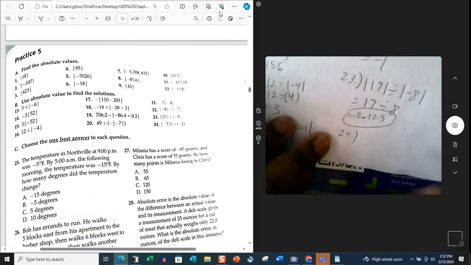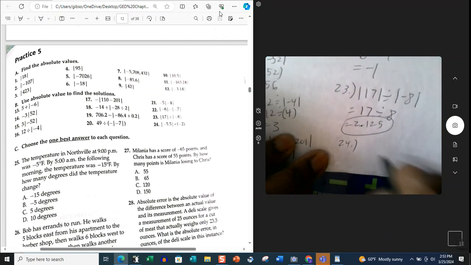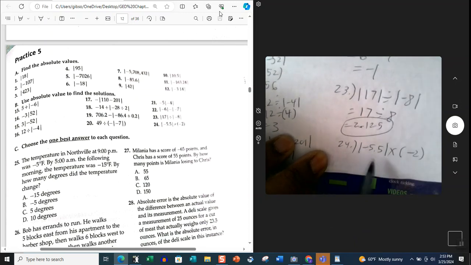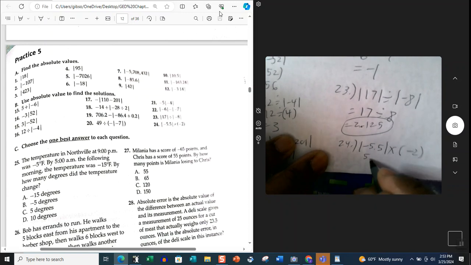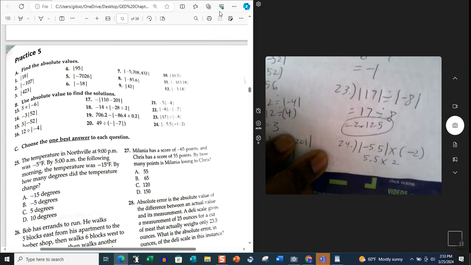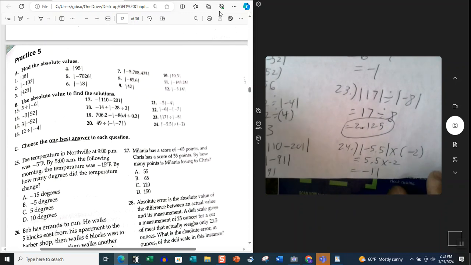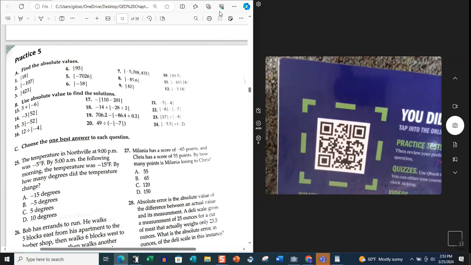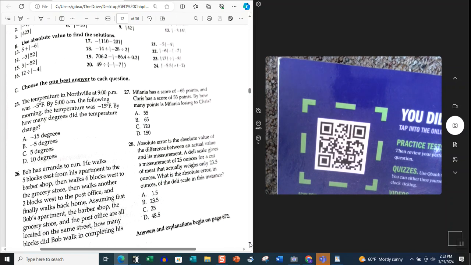24, we have the absolute value of negative 5.5 times a negative 2. So the absolute value of negative 5.5 is 5.5, times a negative 2. Now 5.5 times a negative 2 will give us negative 11. You can put that in your calculator, but it will give you negative 11. All right, so that took care of problems 13 to 24. Now we need to do 25 through 28.